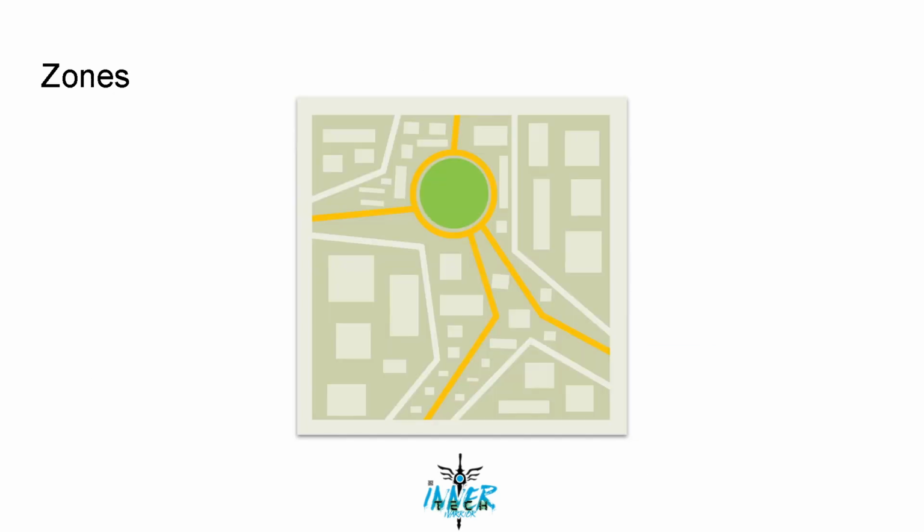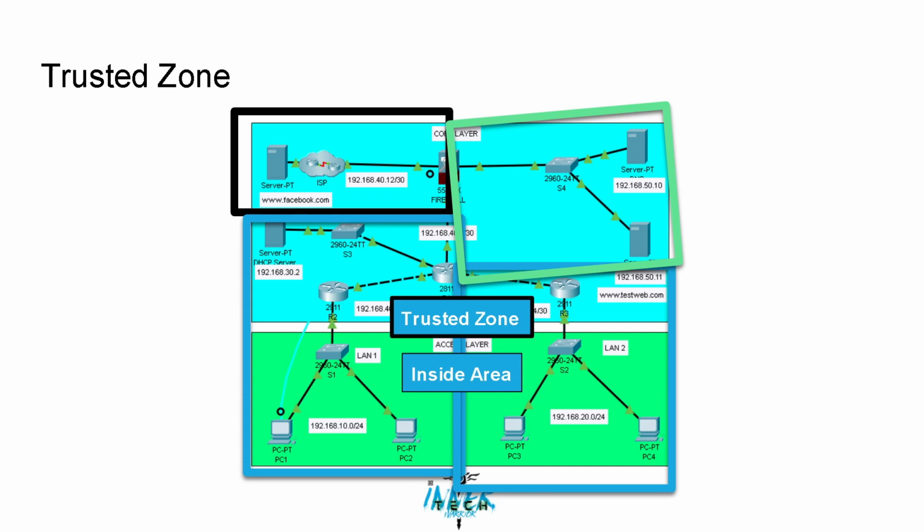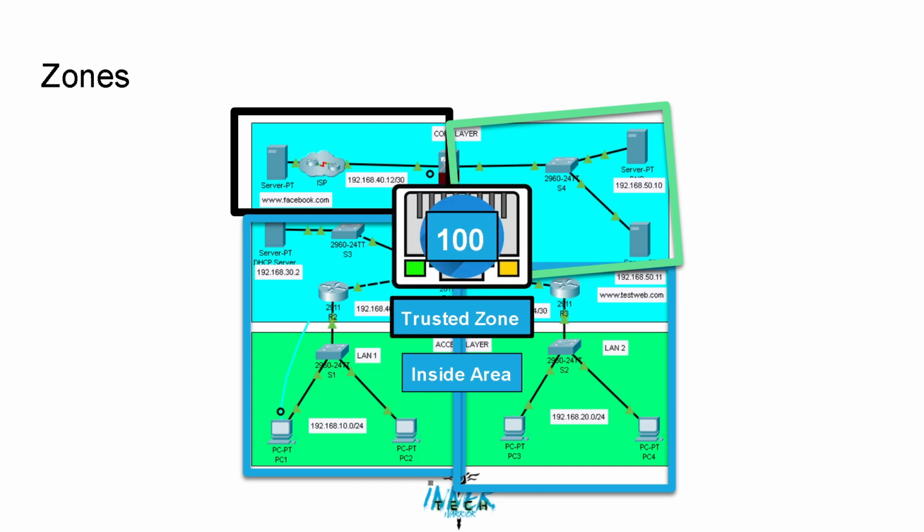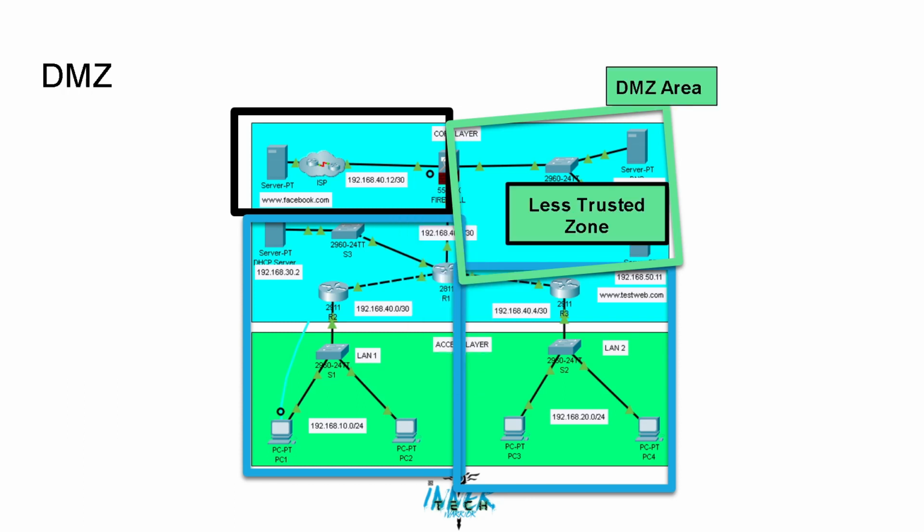So before we start applying ACLs or security levels, let's look at what zones we actually have. We have a trusted zone, which is typically your internal network, as it's the most trusted zone. Therefore, it's common to assign the highest security level to the inside interface, which is security level 100.